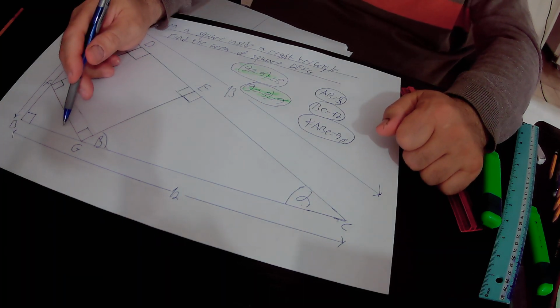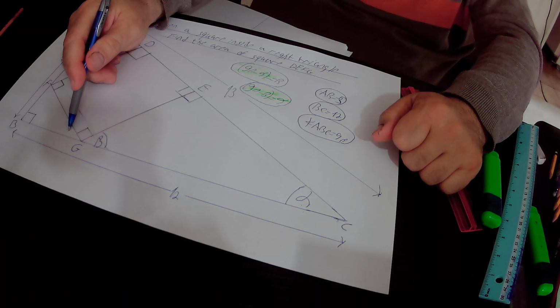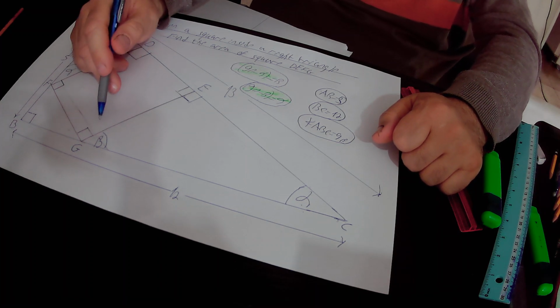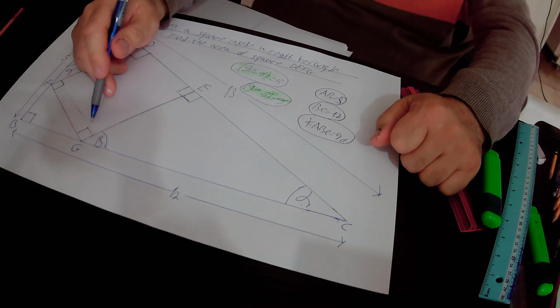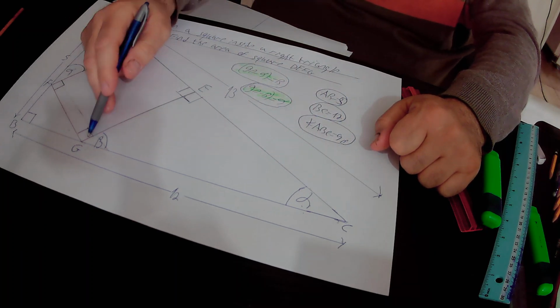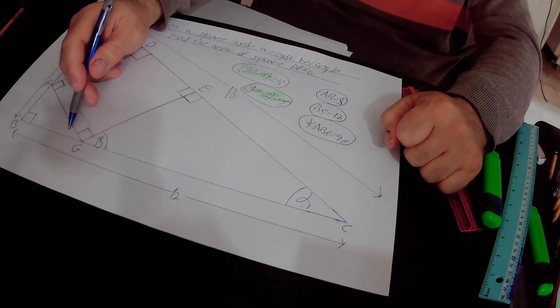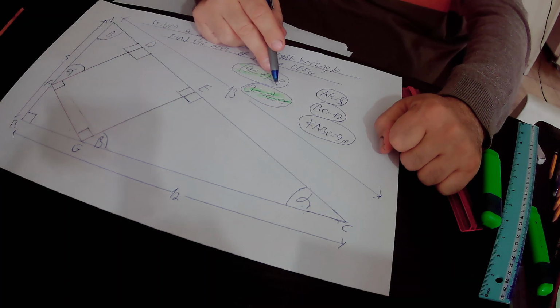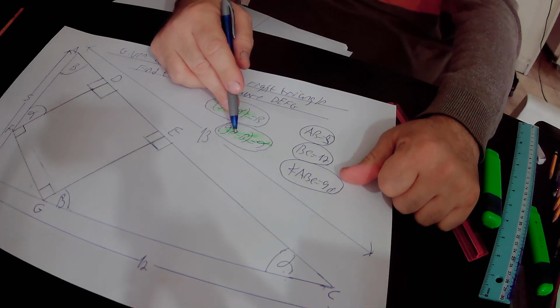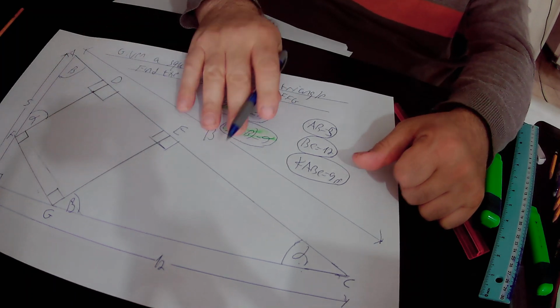Therefore, the missing angle here must be equal to 90 degrees minus beta. Why? Because 90 degrees minus beta plus beta is 90 degrees, and 90 degrees plus 90 degrees is equal to 180 degrees. That is the sum of the angles on the upper side of the straight line BC at point G. But 90 degrees minus beta equals alpha. We already found out that 90 degrees minus beta equals alpha. Therefore, the missing angle here equals alpha.